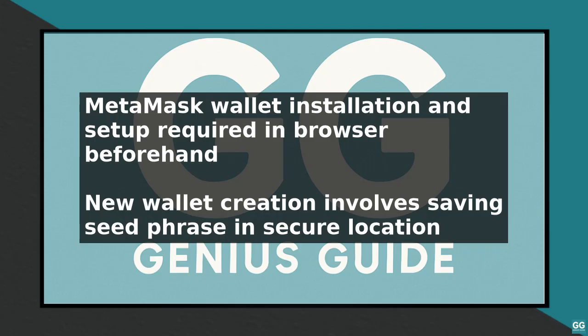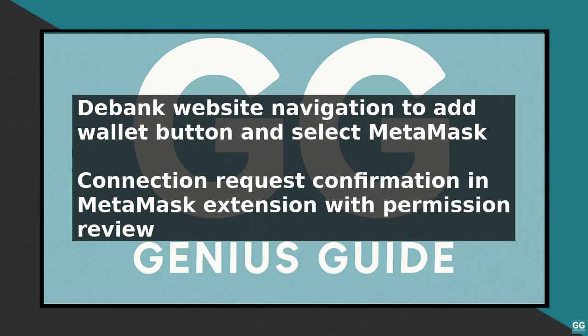First, you need to have a MetaMask wallet installed and set up in your browser. If you don't have one, create a new wallet and make sure to save your seed phrase in a secure location. Next, navigate to the Debank website and click on the Add Wallet button. Select MetaMask from the list of available wallets and click Connect.